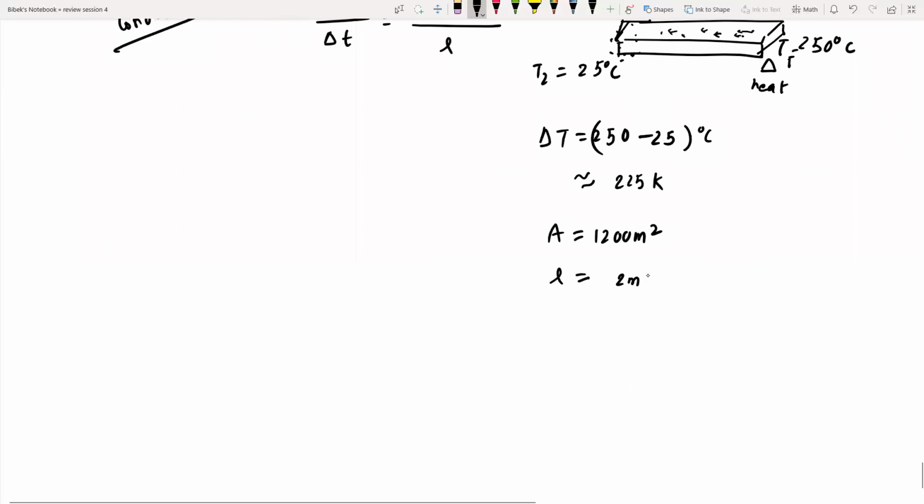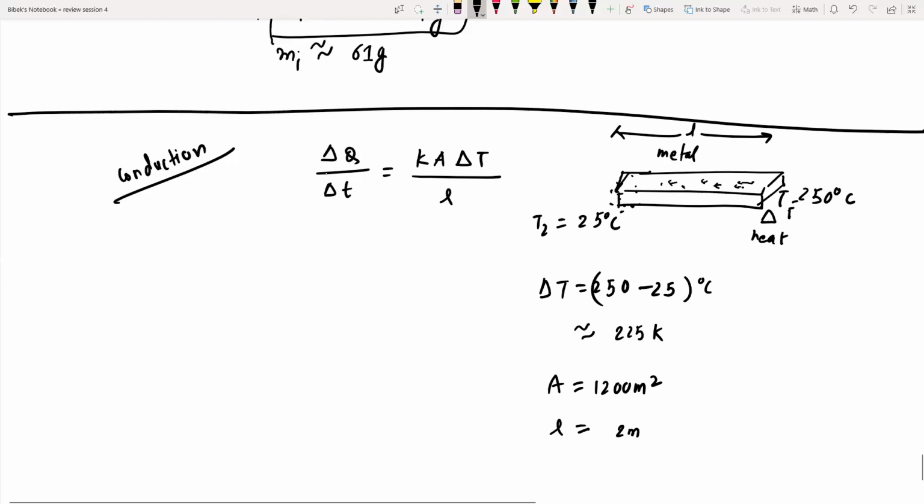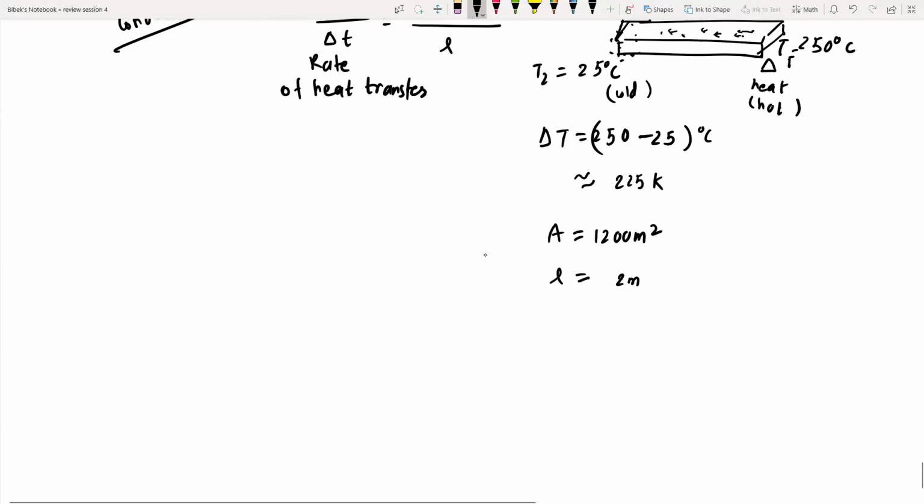So how do you find the rate? This delta Q over delta T will give you the rate of heat transfer from this hot end into this cold end. Okay, this is hot. So the rate of heat transfer due to conduction. And this K is the coefficient of thermal conduction, and this will also be given to you.